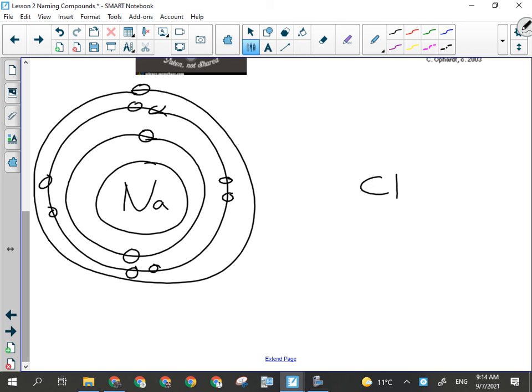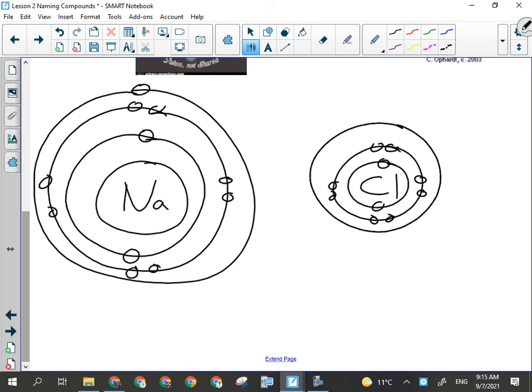Now, chlorine is the opposite situation. Chlorine has 17 protons, 17 electrons. So its ring structure looks like this. 2 in that first shell. 8 in that second shell. And then 7 in its outer shell. That outer shell can hold 8. It either has to find a home for 7 or pick up 1. What's easier?